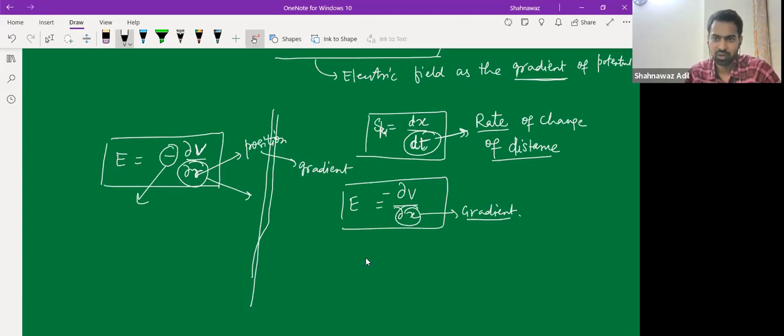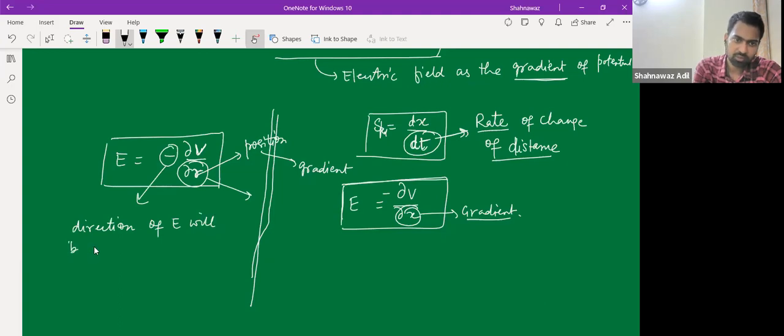Yes, sir. Okay, so what does the minus indicate? The minus sign represents the direction of the electric field. The direction of the electric field will be from high potential to low potential.